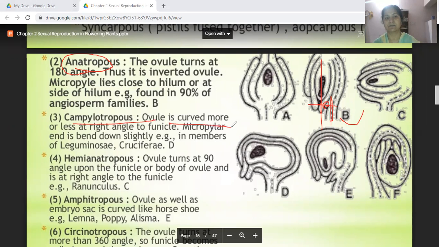Campylotropous, the ovule is curved more or less at right angle to the funicle and it is seen in the Cruciferaceae family. तो 90% एंजियोस्पर्म में तो यही ओव्यूल होता है एनाट्रोपस, जो कि अपोजिट होता है हिलम के, और उसकी माइक्रोपाइल जस्ट पास आ रखी होती है हिलम के. सो 90% में आपको ये मिलेगा. कैम्पाइलोट्रोपस आपको 2 फैमिलीज के मेंबर्स में मिलेगा, लेग्यूमिनेसी, जैसे कि दाल वाले प्लांट्स, और क्रूसीफेरेसी, जैसे कि आपके कैबेज होती हैं.